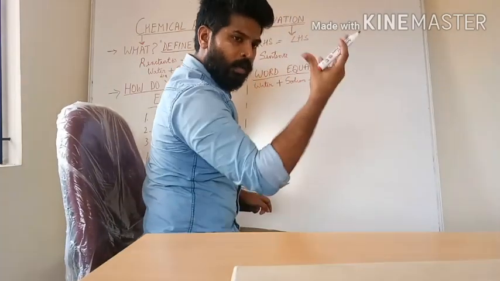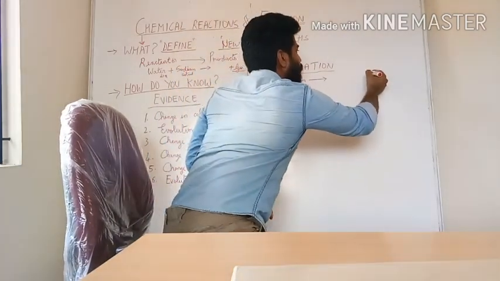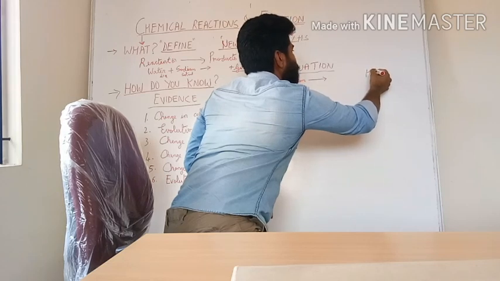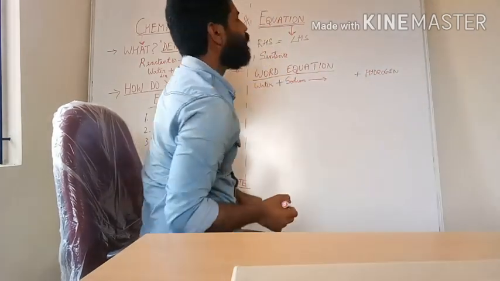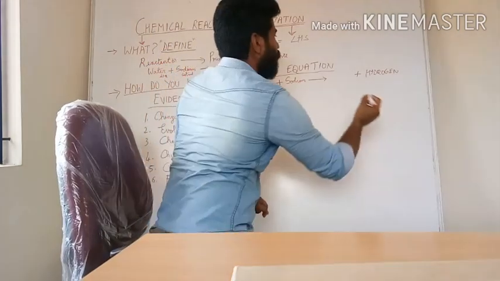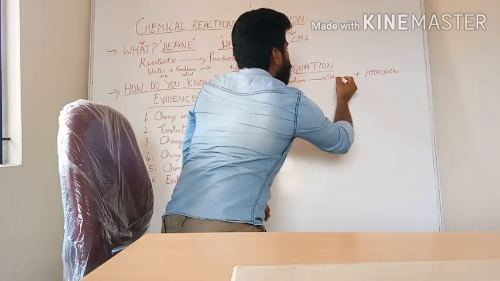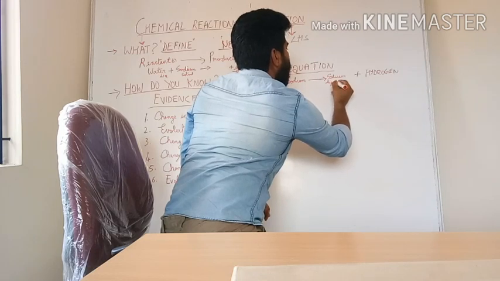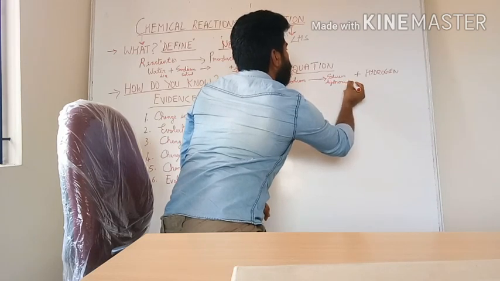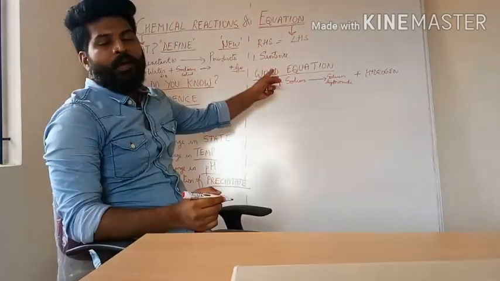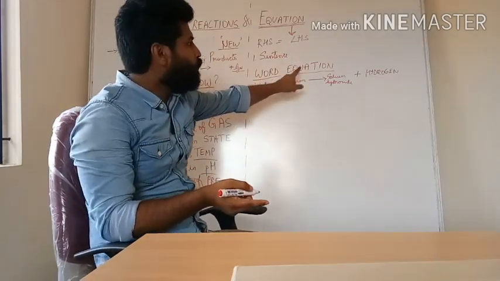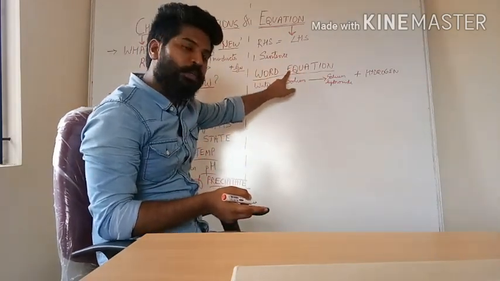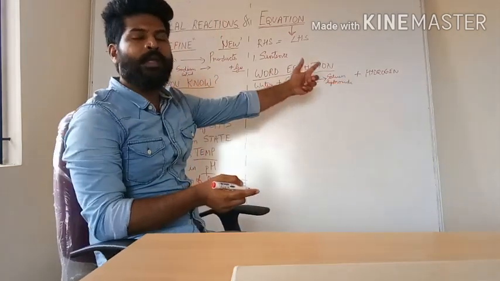So what product is formed? We saw that a gas was produced, right? That gas is nothing but hydrogen gas. Gas is hydrogen, and other than hydrogen another new product was formed, that is sodium hydroxide. See, now we have represented the chemical change or chemical reaction in the form of an equation using words. So now this is a word equation.